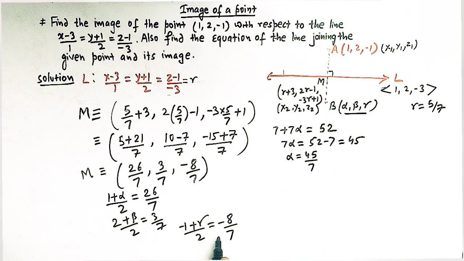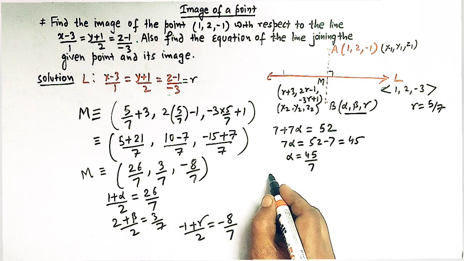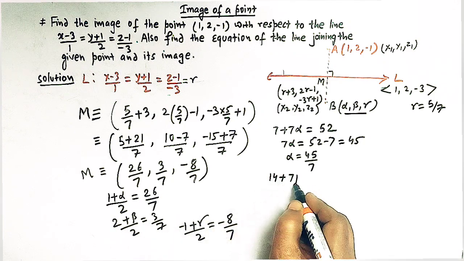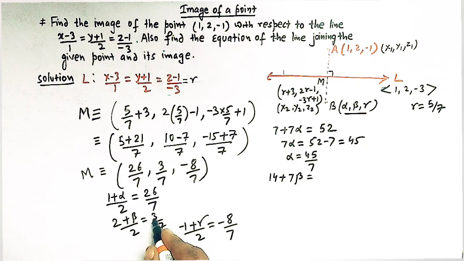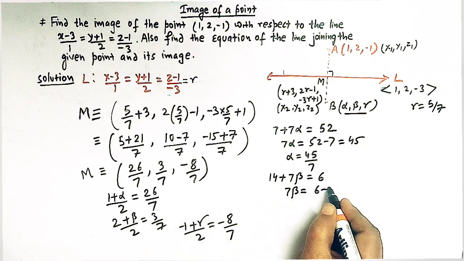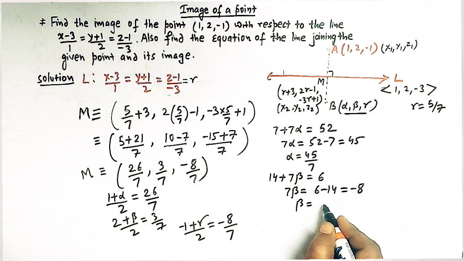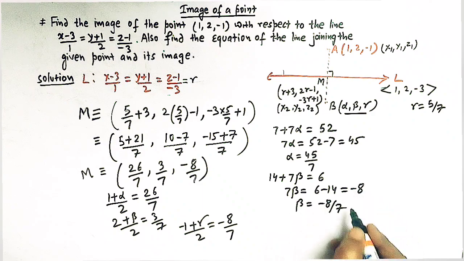Okay. Now here we have 7 times 2 is 14, then 7 beta, and 2 times 3 is 6. So 7 beta is 6 minus 14, that is minus 8. So beta is minus 8 over 7.